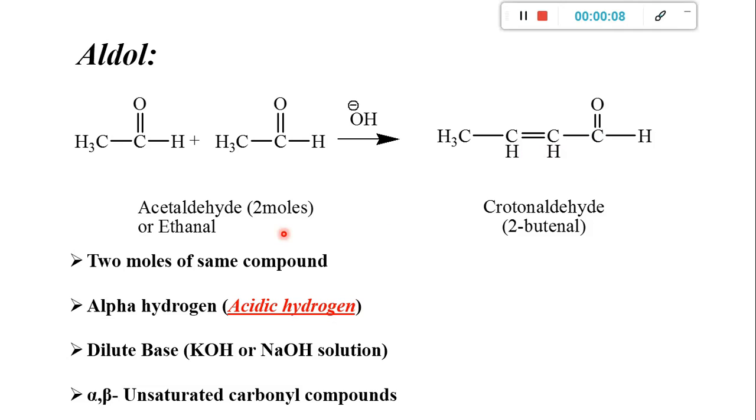Again, we have 2 moles of the same compound, the same ketone or the same aldehyde. These aldehydes or ketones should contain alpha hydrogen, acidic hydrogen. These molecules will combine together in the presence of dilute base to produce alpha beta unsaturated carbonyl compounds.